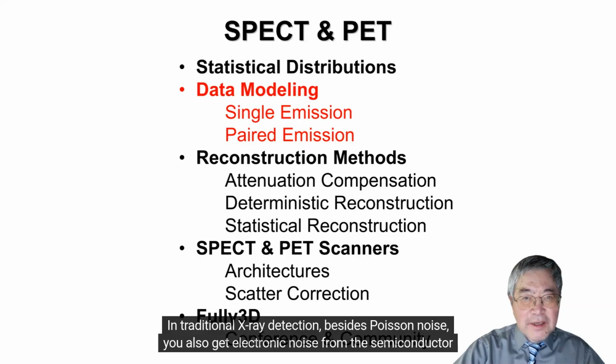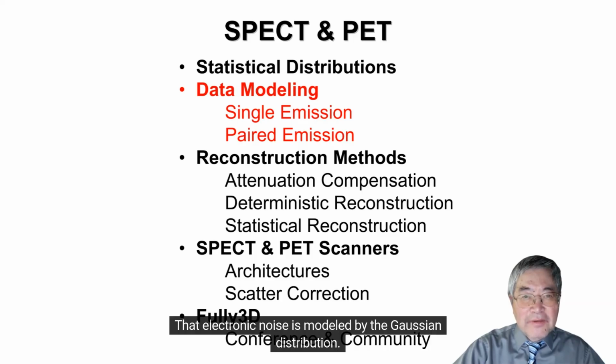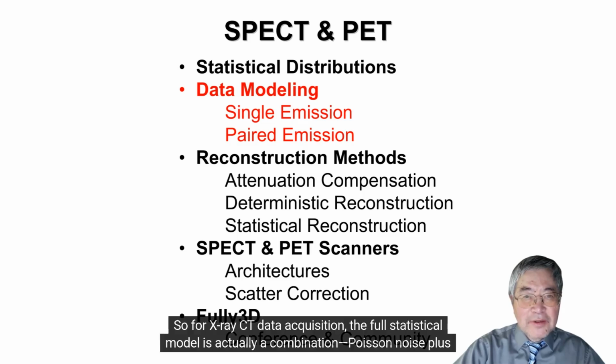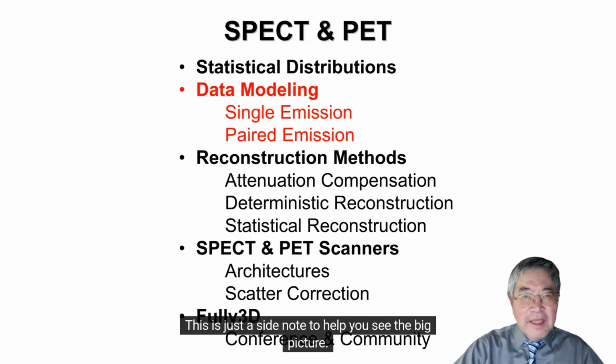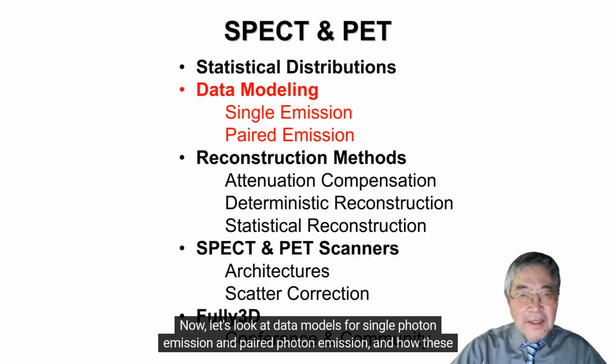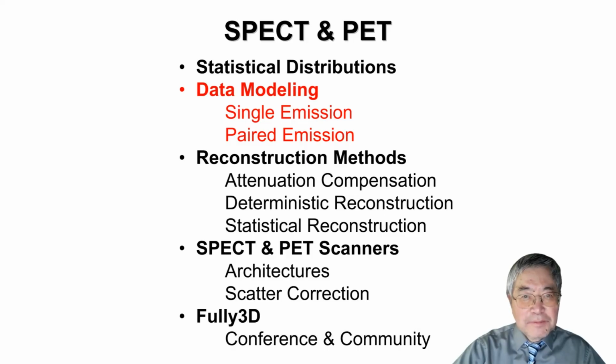In traditional X-ray detection, besides Poisson noise, you also get electronic noise from the semiconductor detector design. That electronic noise is modeled by the Gaussian distribution. So for X-ray CT data acquisition, the full statistical model is actually a combination, Poisson noise plus Gaussian noise. This is just a side note to help you see the big picture. Now let's look at data models for single photon emission and paired photon emission and how these statistical concepts fit in.